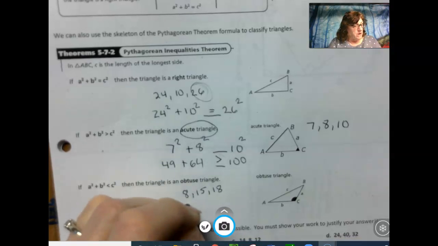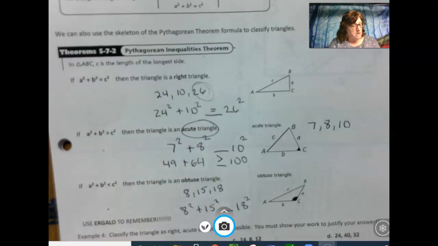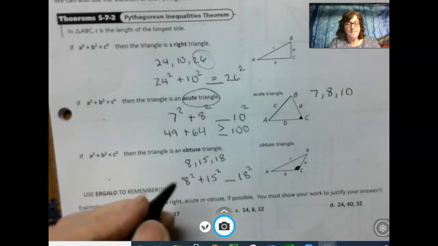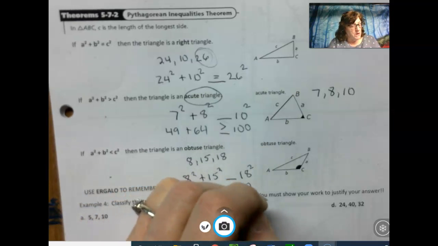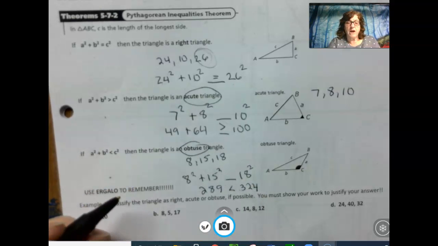And then the last example that I'll show you, if I give you 8, 15, 18. So 8 squared plus 15 squared, blank 18 squared. Do the math and figure it out, please. So hopefully you're going to get 289 is less than 324. So less than means that it's an obtuse triangle.